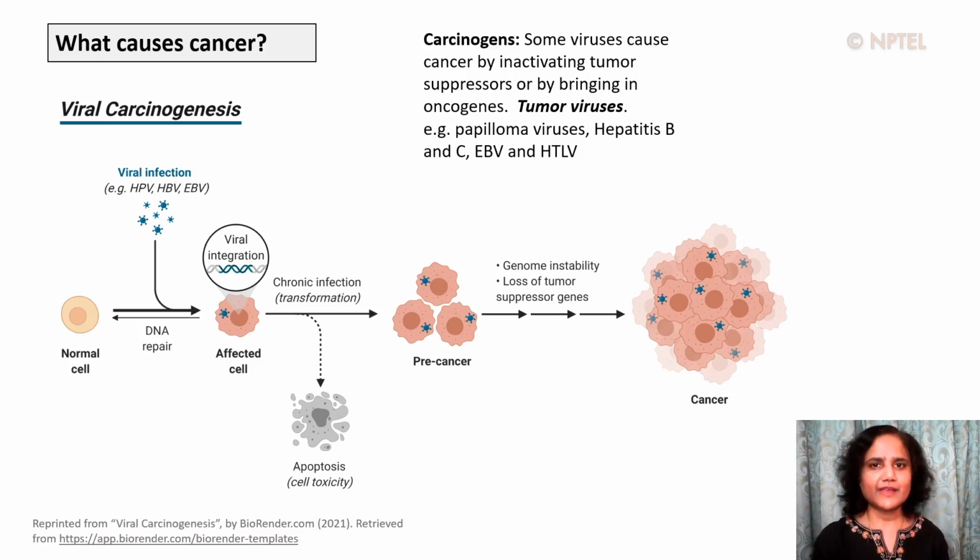Some viruses cause cancer, and this is well known. In fact, one of the oncogenes was discovered in cancer-causing viruses. How viruses do this is actually there are many different ways. One way is by inactivating the tumor suppressor genes, and also there are different classes of viruses. So for example, retroviruses can bring in oncogenes, and we have discussed the example of Rous sarcoma virus, which had the Src oncogene.